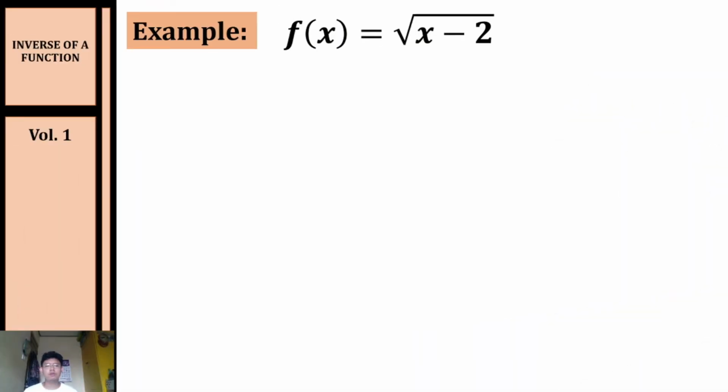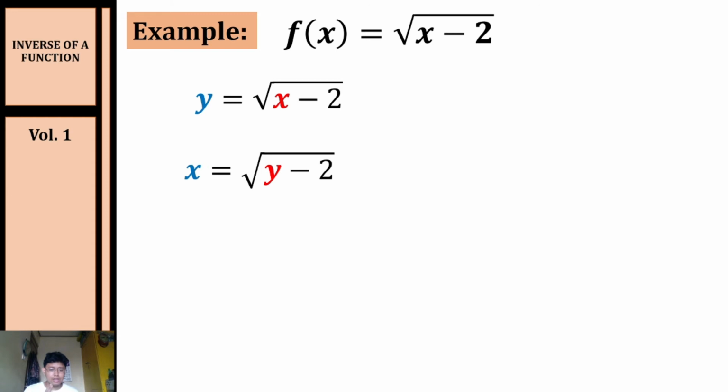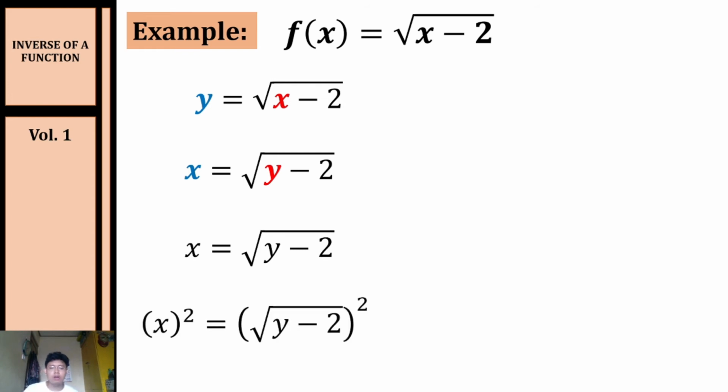So for example, we're going to get the inverse function of f of x is equal to the square root of x minus 2. So first step is for us to change the function notation to the variable y. So we will have y is equal to the square root of x minus 2. Then, we interchange our x and y. So we will have x is equal to the square root of y minus 2. Then after that, let's solve for the value of y. So let's isolate y by getting the square of both sides. So we square both sides, we will have x squared is equal to y minus 2.